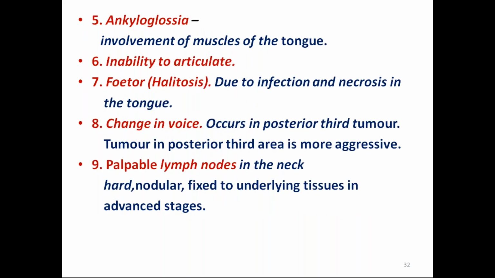And ankyloglossia, involvement of the muscles of the tongue, inability to articulate, and fetor, that is halitosis, due to infection and necrosis in the tongue, and change in voice occurs in the posterior third of the tongue, and the posterior third area is more aggressive. Palpable lymph nodes in the neck are hard, nodular, and fixed to the underlying tissue in advanced stage.